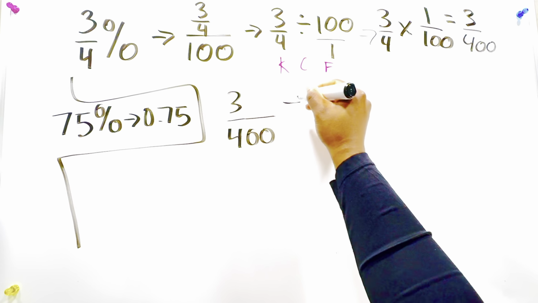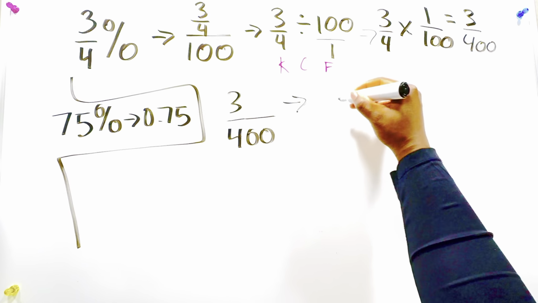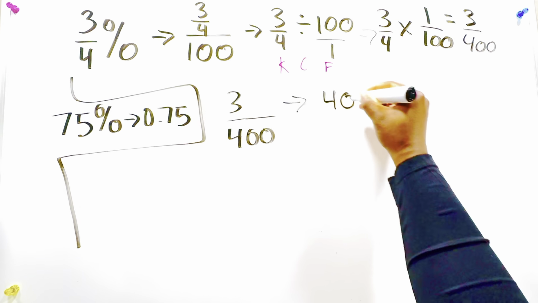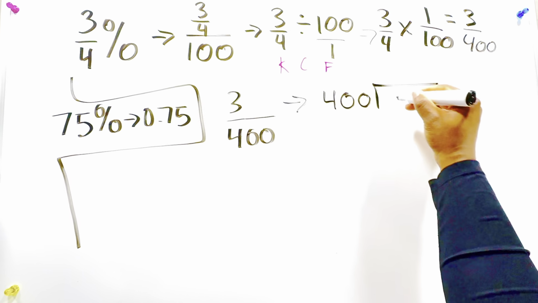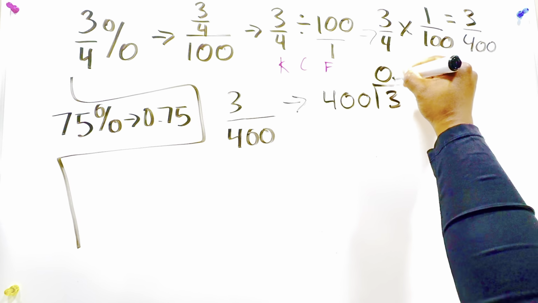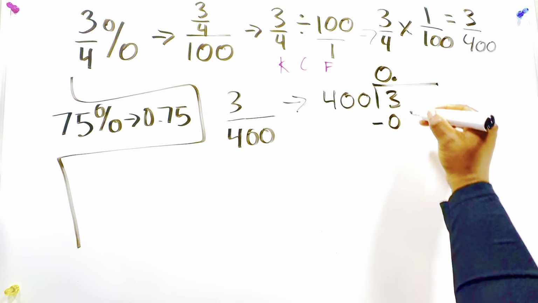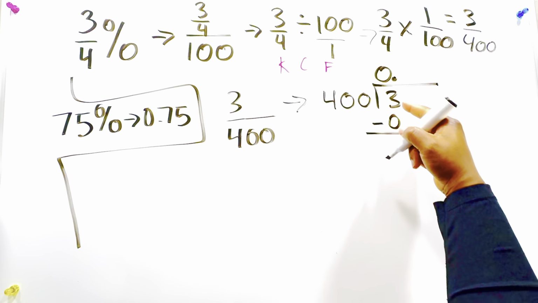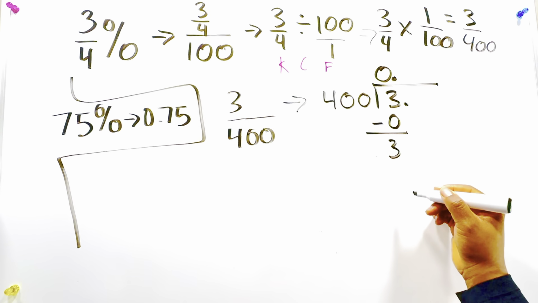So now on the inside, we're going to put 3, and on the outside, we're going to put 400. So now we have to think about it. Can 400 go into 3? Absolutely not. So we're going to put a 0 on the top with a decimal point. So 400 times 0 gives us 0. 3 minus 0 gives us 3.